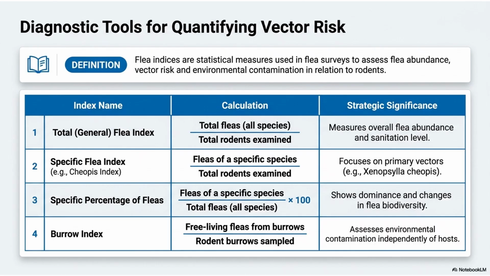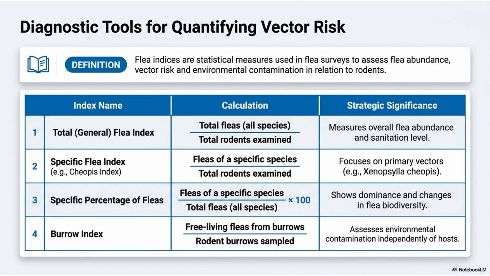Now we will see what flea indices are. Flea indices are epidemiological measures used in flea surveys to assess flea abundance. That means whether flea numbers are more or less, and it will tell about vector risk. That means because of vectors, how many diseases are spreading. So this is vector risk and environmental contamination in relation to rodents. If environmental contamination is there, rodents will be there, and on rodents, rodent fleas, rat fleas will be there.